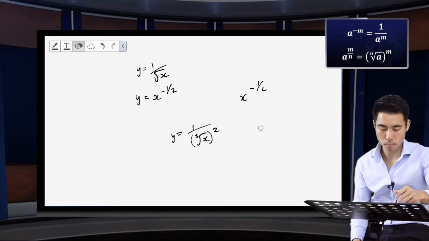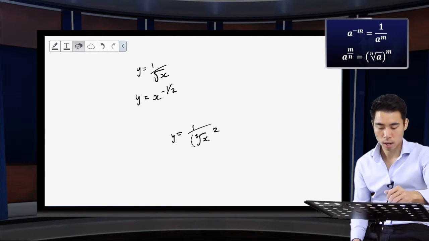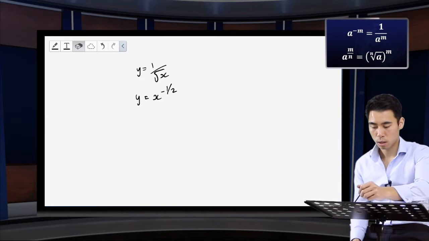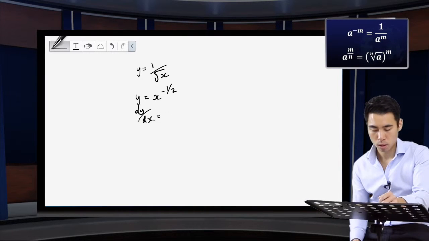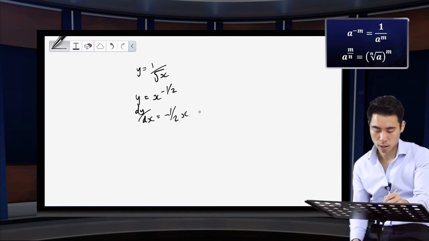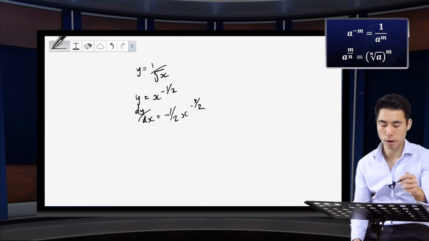Okay, so again, just applying your index laws to express your function as a single power on x, and applying that, bring your power to the front, applying your laws of differentiation, and then decrease your power by 1, so half minus 1 equals minus 3 over 2.